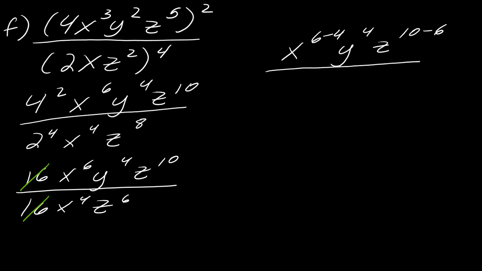So what happens to the bottom since all of these things have gone away? Technically what happens in the bottom is there's an invisible 1 in the bottom, but you can drop that. So you're just left with x squared, y to the 4th, z to the 4th, and that would be the final answer in this case.